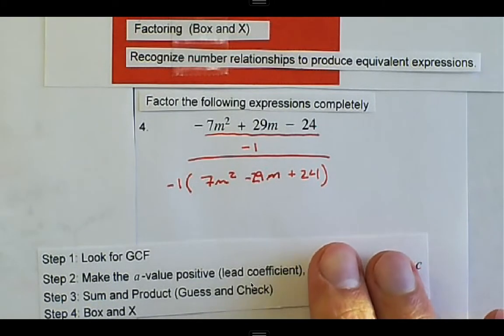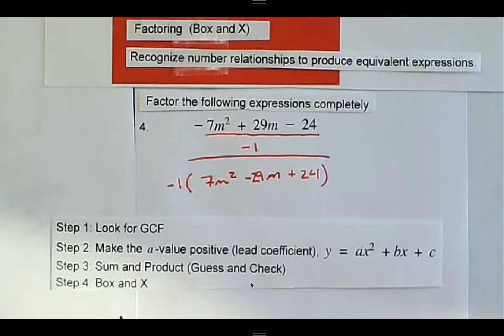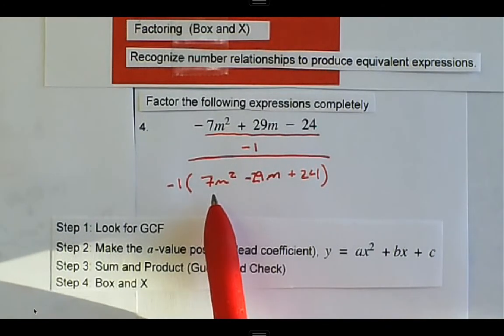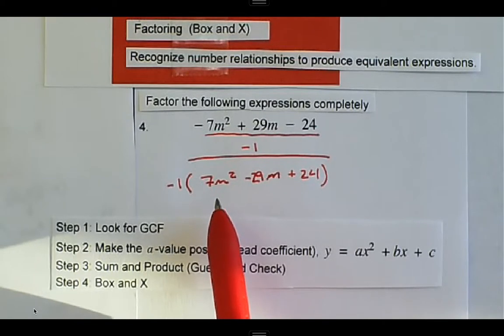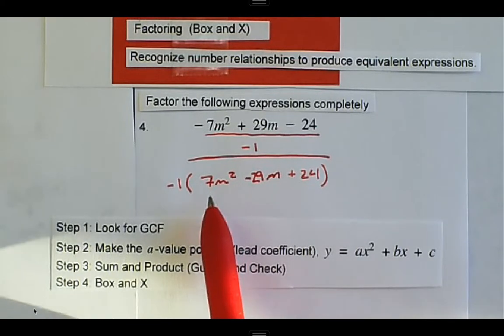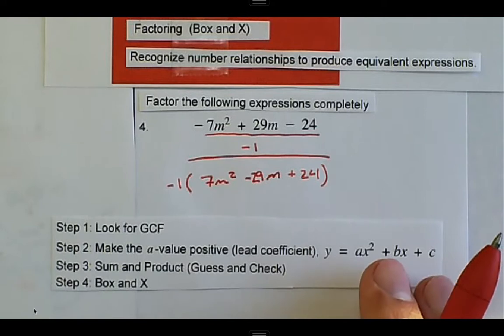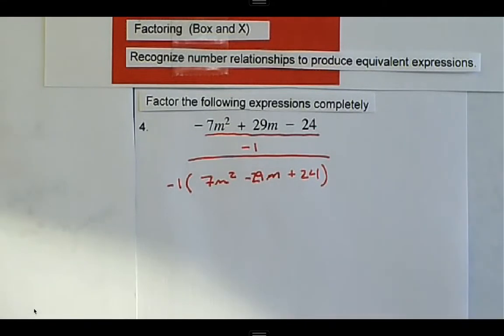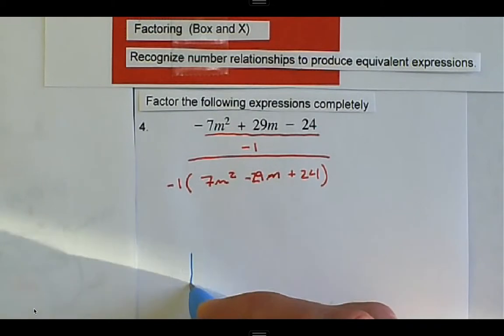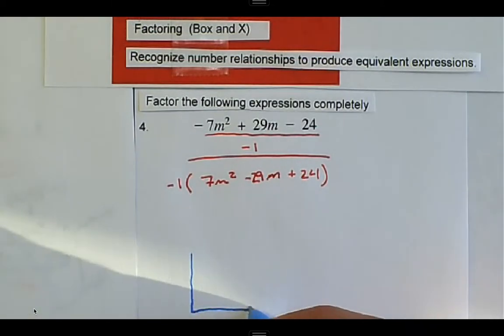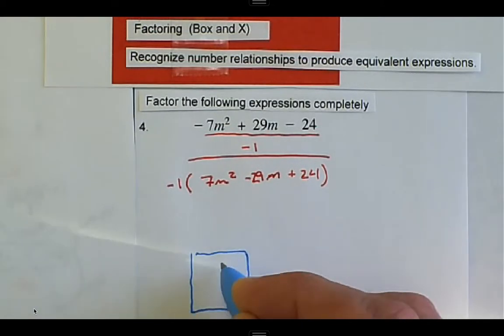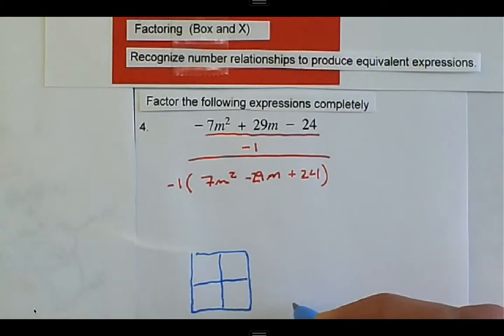The next thing that we want to do is we can try to do the sum and product or the guess and check. In this case, it's not going to be extremely easy for us to do. So I would recommend that we use the box and X method right here. And that's what we're going to do. So for the box and X method, you need a box, and you need an X.